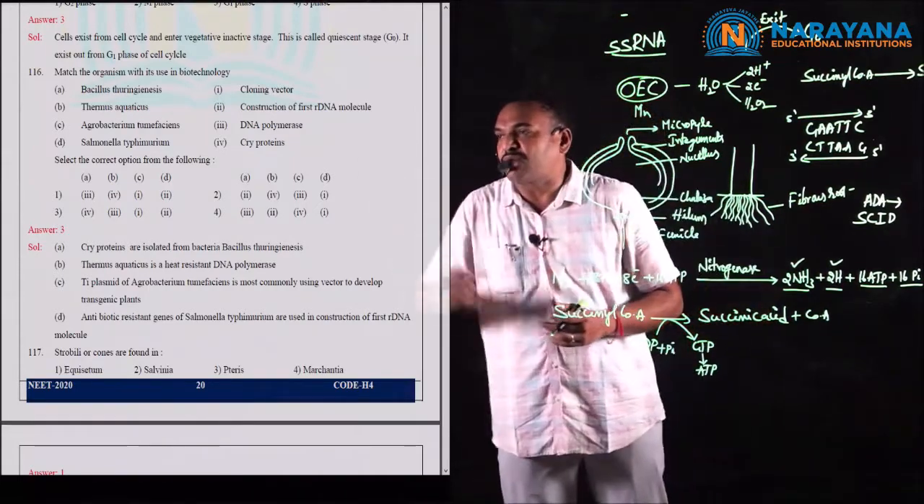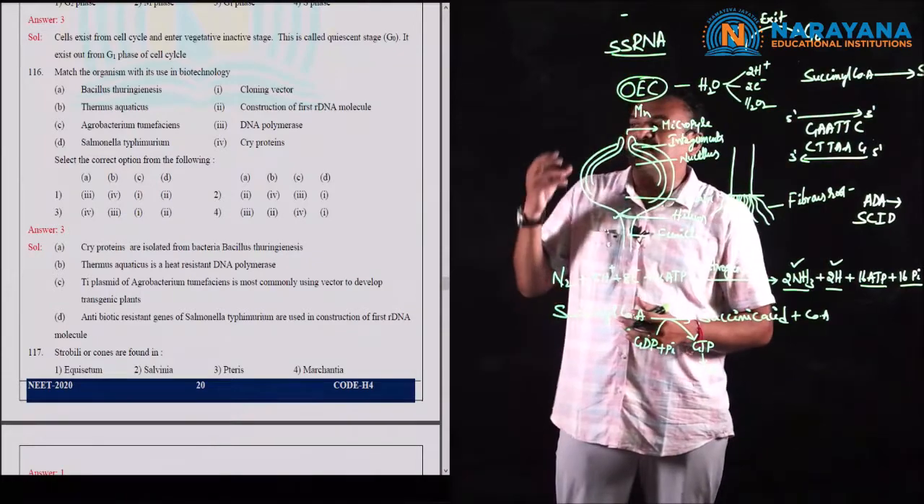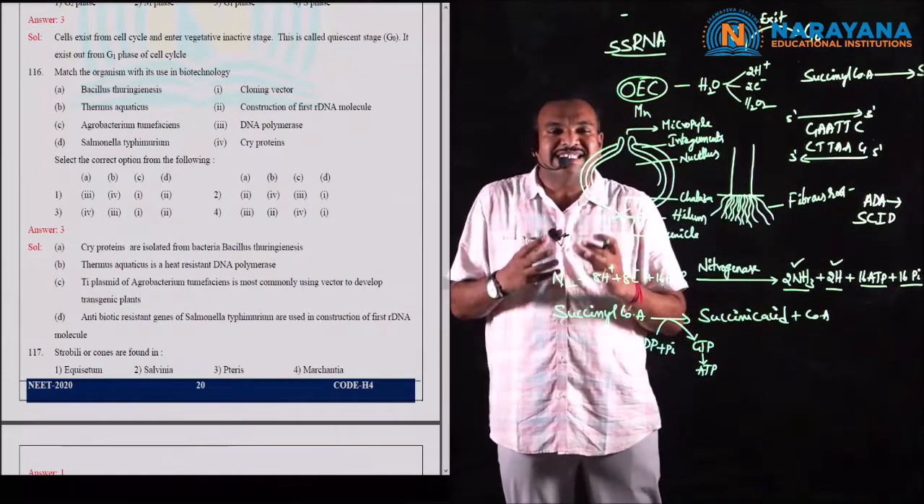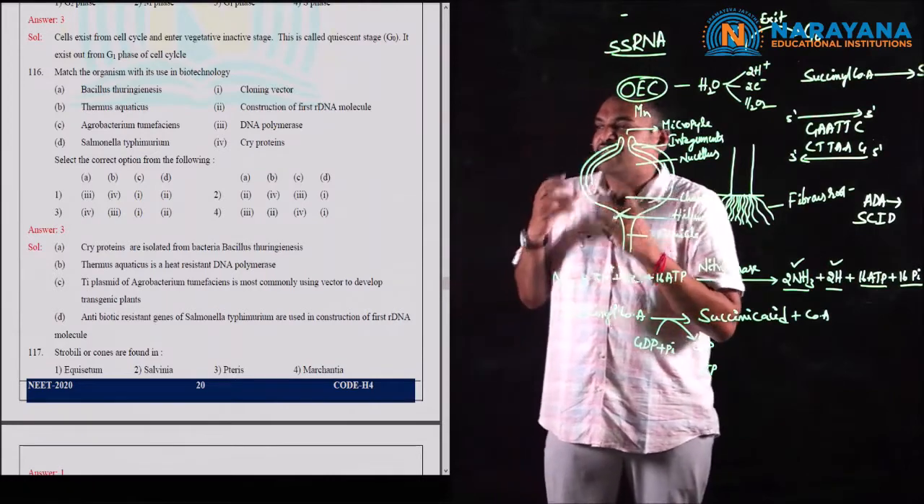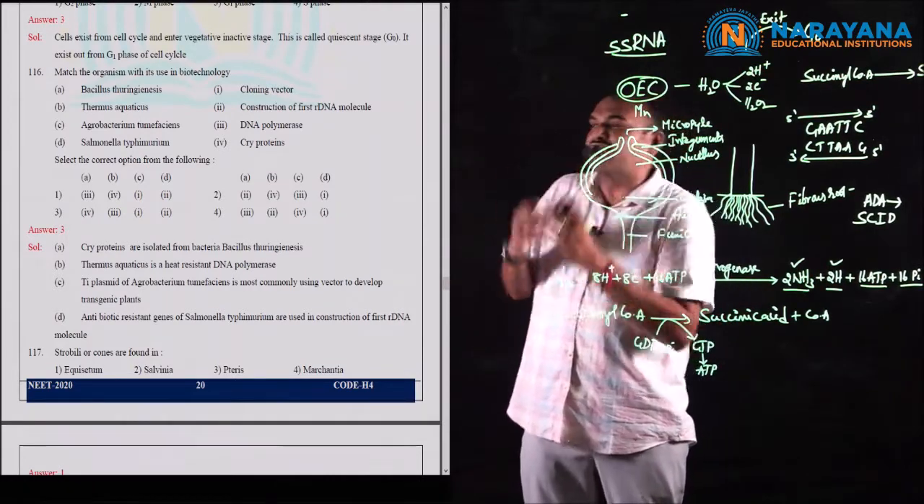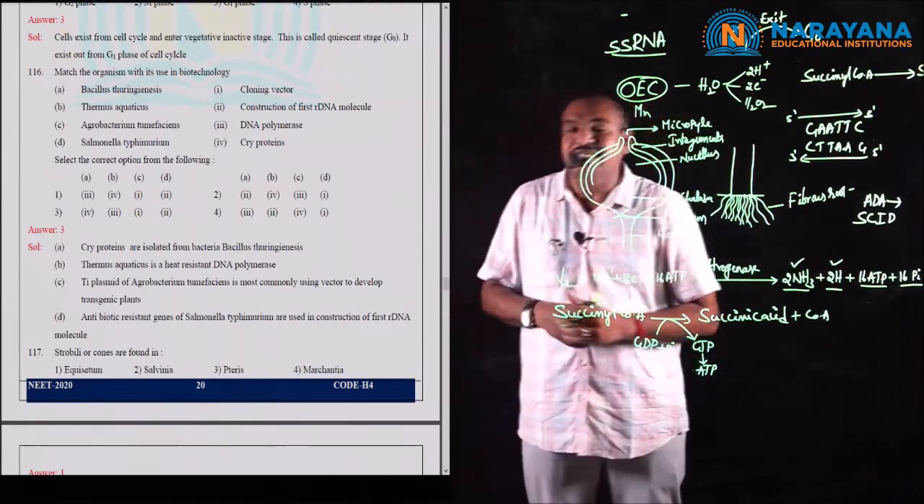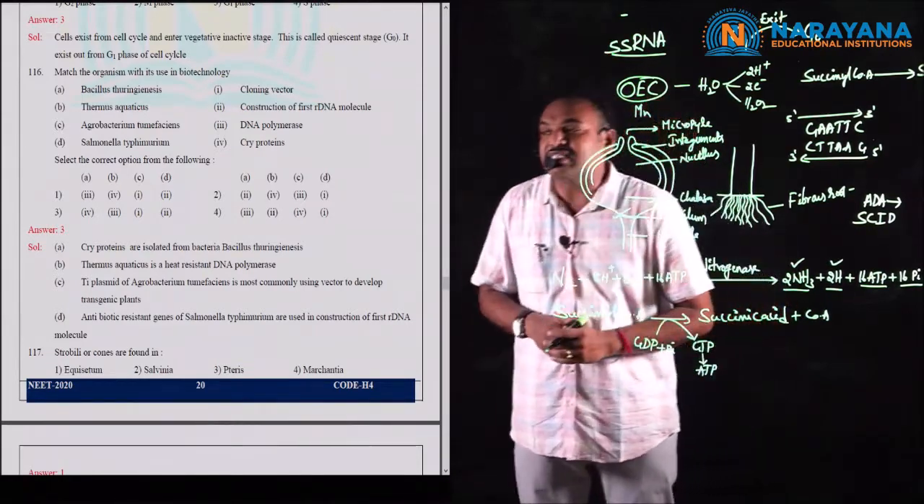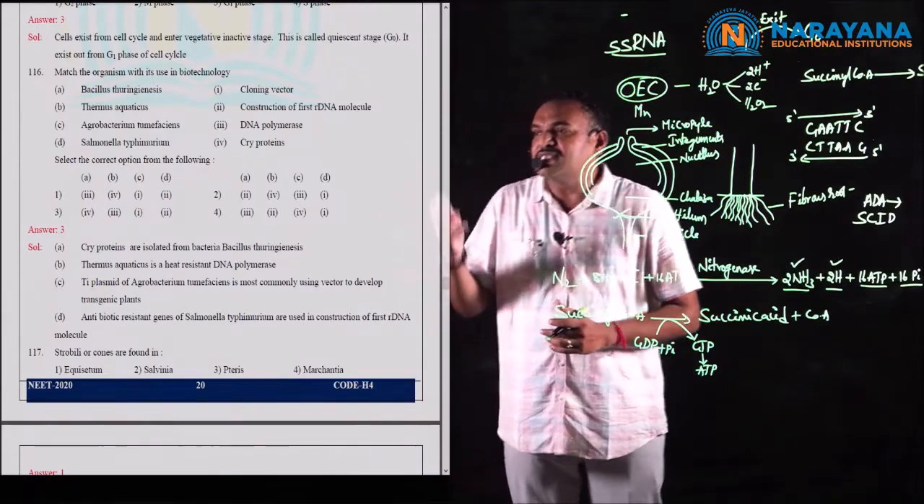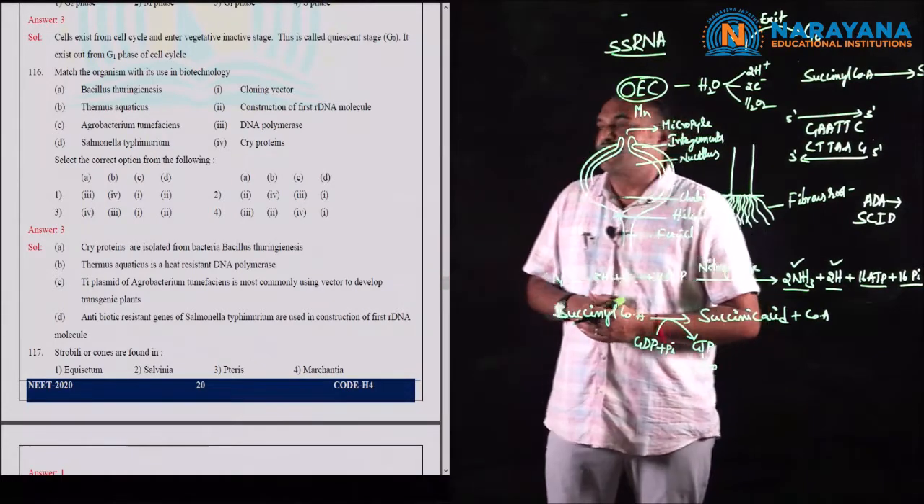And here, Thermus aquaticus is the source of heat-resistant DNA polymerase, that is Taq polymerase, extracted from a heat-resistant thermophilic bacterium, Thermus aquaticus. It is a DNA polymerase enzyme that is used in the PCR technique. So B is correctly matched with Roman 3.